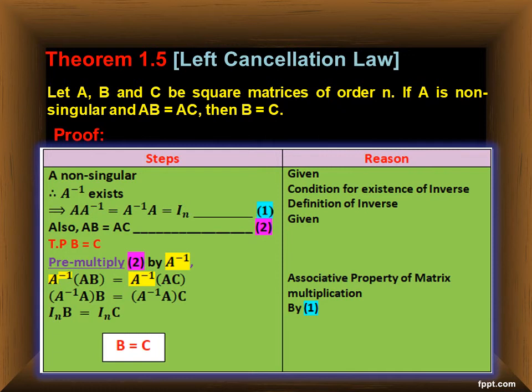So A inverse into A will give you In. So In into B equals In into C. You know In into B is B and In into C is C itself. So we are getting B equals C.